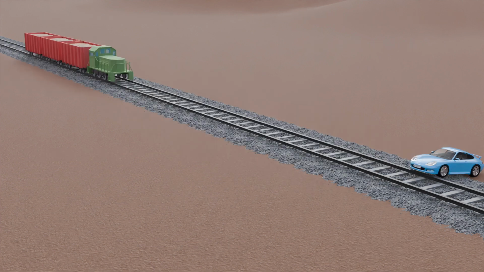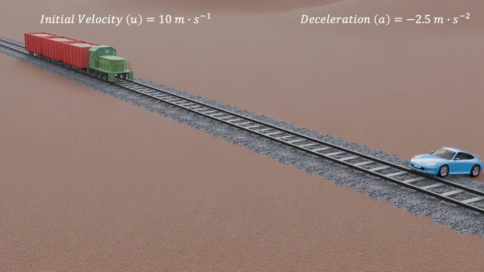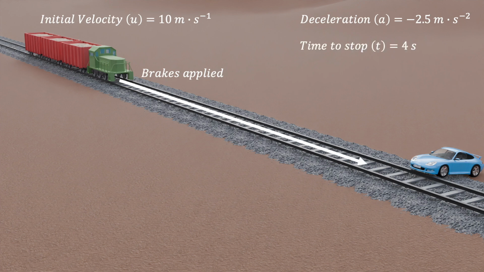Now let's find the distance traveled by the train after the brakes were applied. Initial velocity was 10 meters per second. Deceleration is equal to minus 2.5 meters per second squared. The train travels a certain distance after the brakes were applied. Let's find that distance. The time to stop after the brakes were applied is equal to 4 seconds.